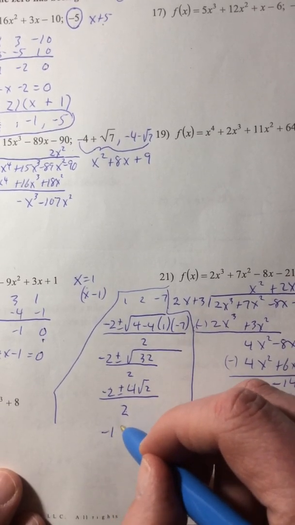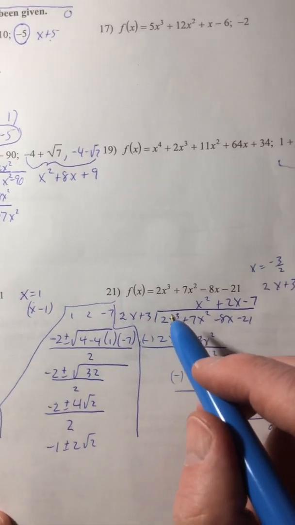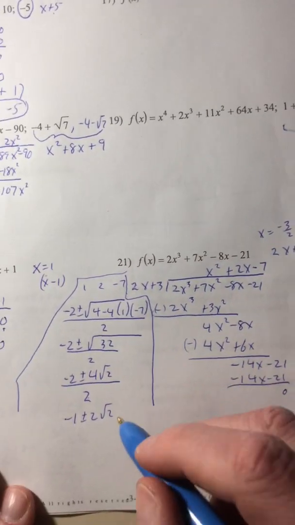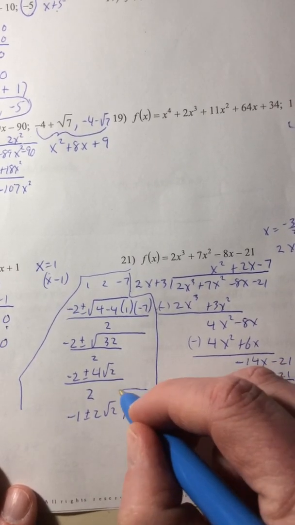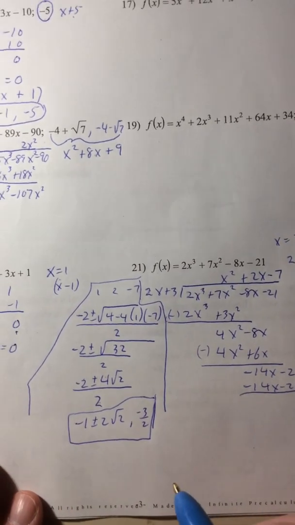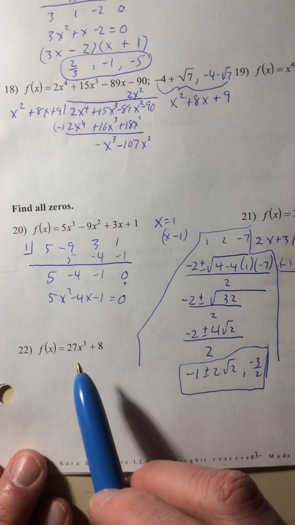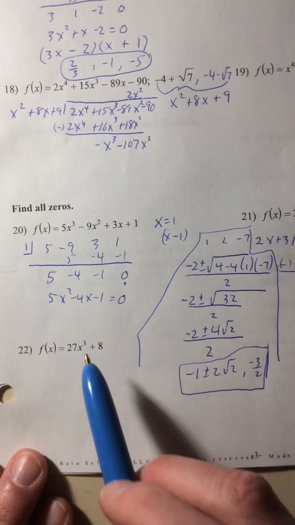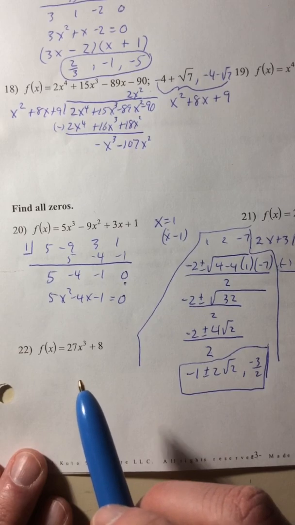So we get negative 1 plus or minus 2 root 2, as well as the other solution that we came up with before, which was negative 3/2. Same approach as we had above. Okay, those are your 3 solutions. So, that leaves us with number 22 here, which we would do in the exact same way. We would graph this, and then we would find whatever solutions we can.